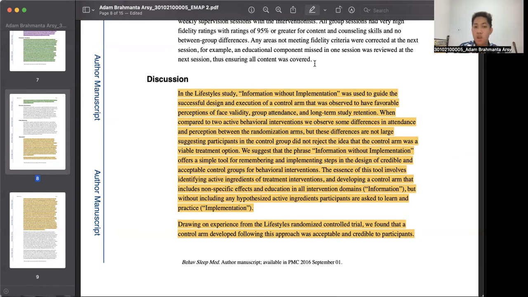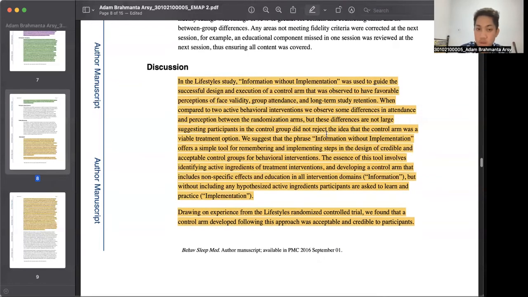fast information without implementation offers a simple tool for remembering and implementing steps in the design of credible and acceptable control groups for behavioral interventions. The essence of this tool involves identifying active ingredients of treatment interventions and developing a control arm that includes the non-specific effects and education in all intervention domains, but without including any hypothesized active ingredients, participants are asked to learn and practice the implementations.